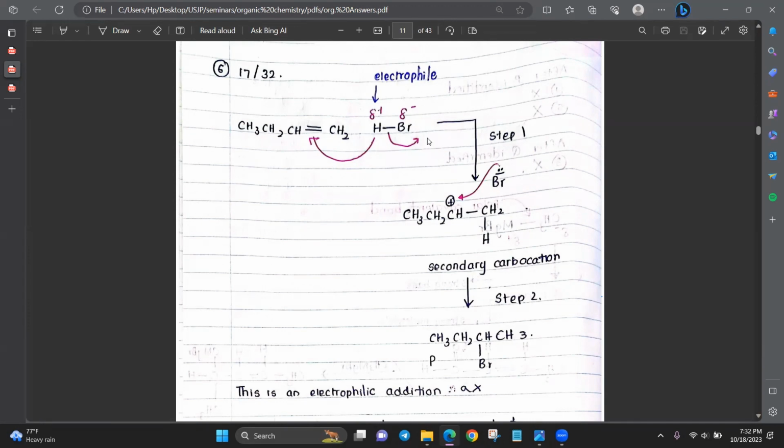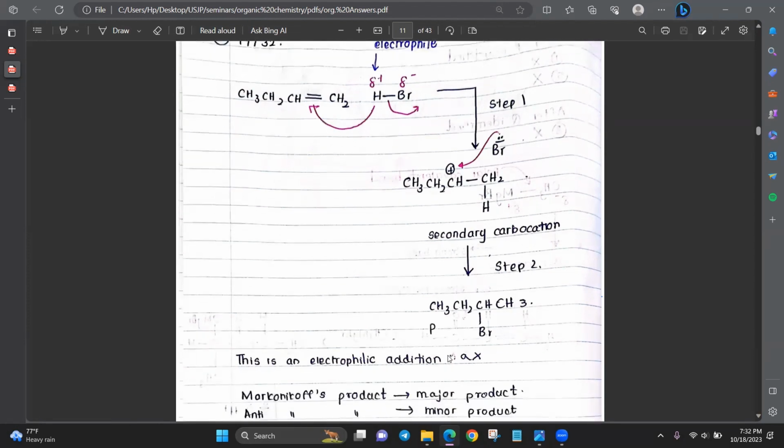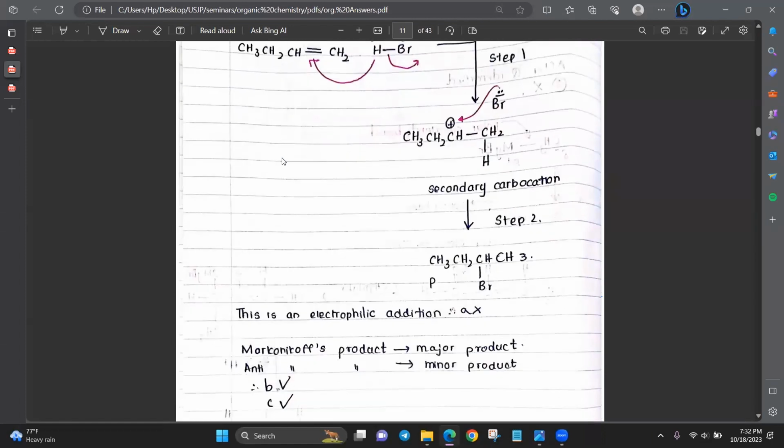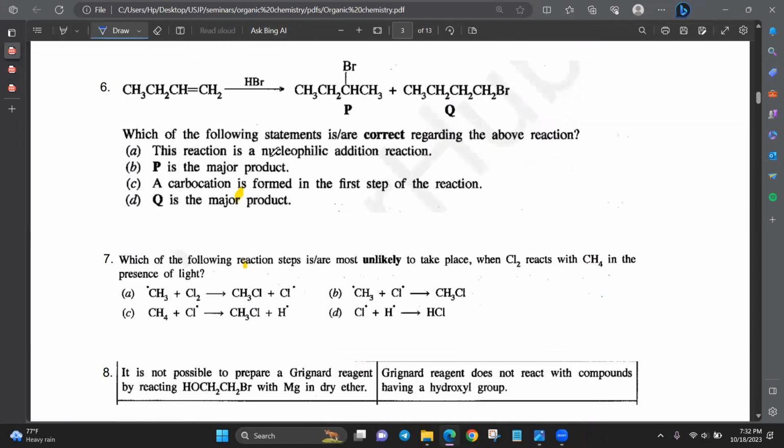Now this Br minus removed from HBr will attack this carbon plus and form this compound. This is our P. So what is the electrophile? This is the electrophile and it got added, right? Nothing got substituted. This is an electrophilic addition reaction. So here they are saying this is a nucleophilic addition reaction. So it is a wrong statement.